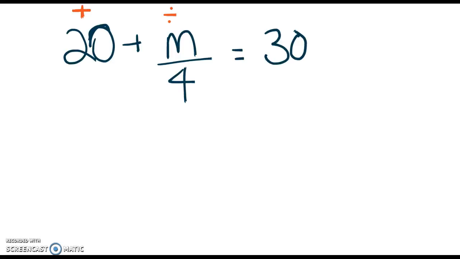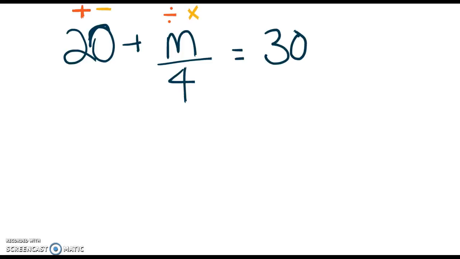and we know that in order to get rid of these operations, we need their inverse operation or their opposite operation in order to undo what is being done. So the inverse operation to 20 is going to be subtraction. In order to get rid of that 20, we have to subtract that 20. And in order to undo the division, we know that we'll need to multiply.